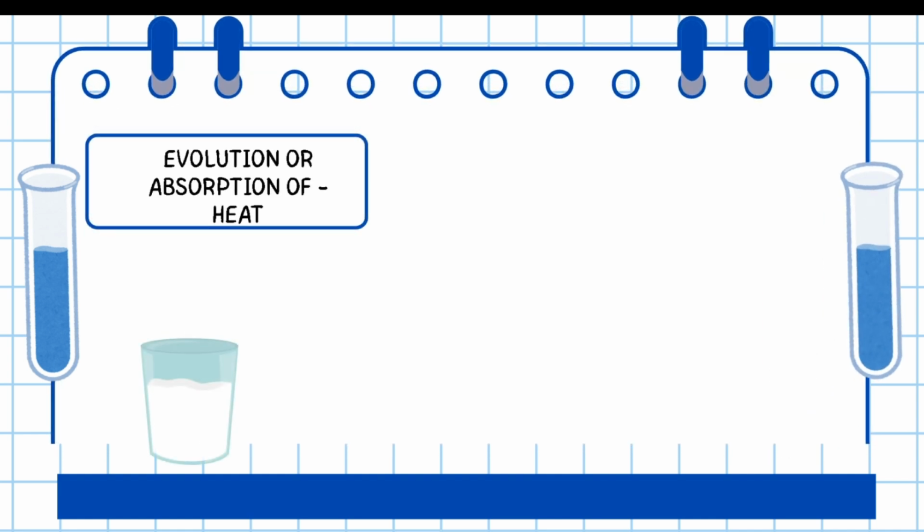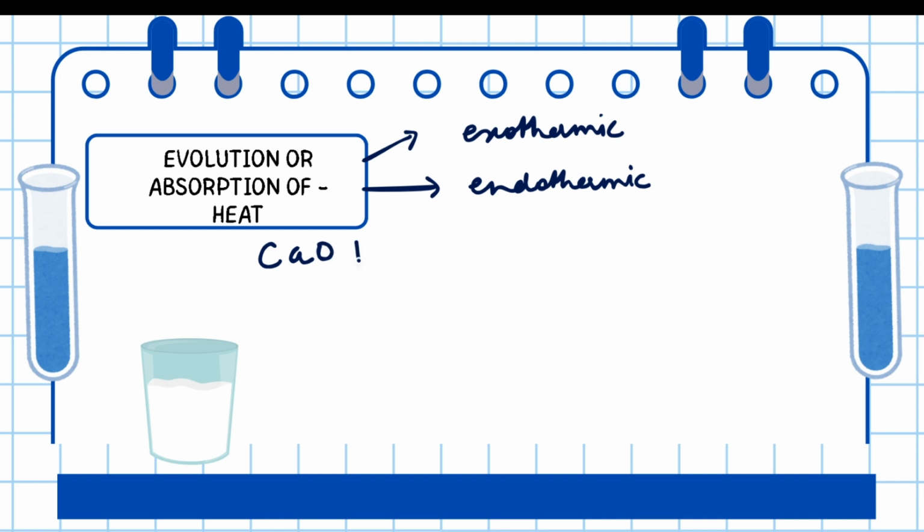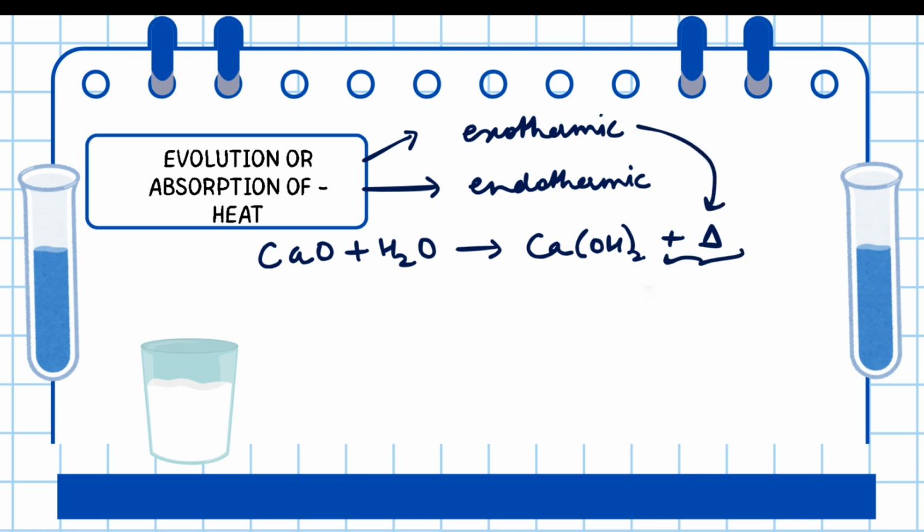Next we have the evolution or absorption of heat energy. When we talk about the evolution of heat energy, we call that reaction an exothermic reaction, and when we talk about absorption of heat energy, it is called an endothermic reaction. Okay, so firstly seeing the exothermic reaction, when water is added to quicklime, it results in the formation of calcium hydroxide. An enormous amount of heat energy is liberated. So because evolution of heat energy has taken place, it is classified as an exothermic reaction.